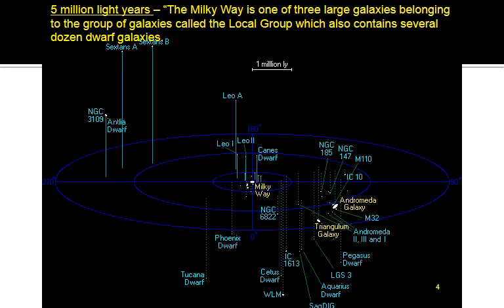5 million light years. The Milky Way is one of the 3 large galaxies belonging to the group of galaxies called the local group. And there are several dwarf galaxies that we have. And it's interesting, where we are here, we're decently far away from others, like the Andromeda galaxy. And that's really helpful, because if these galaxies were closer, we would have a lot of light pollution. We wouldn't be able to see out into space like we can. We're actually at a very good location to be able to see the universe.